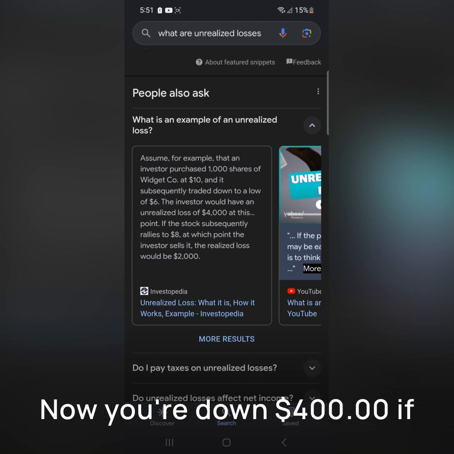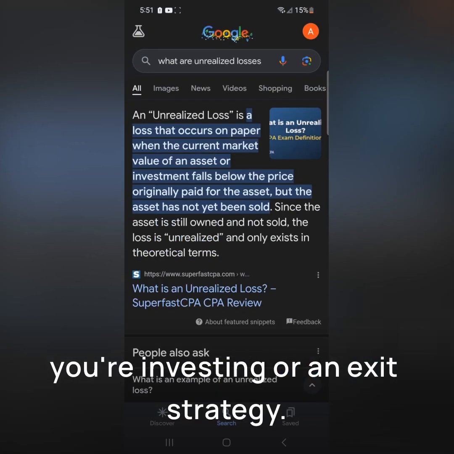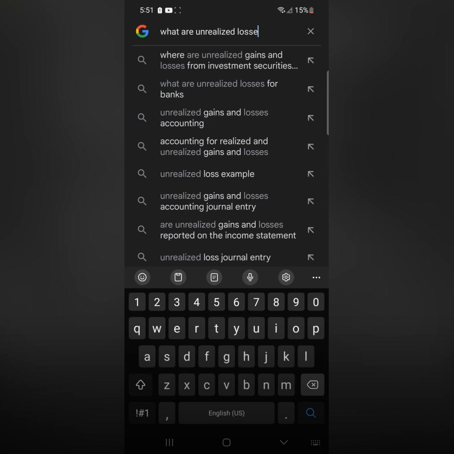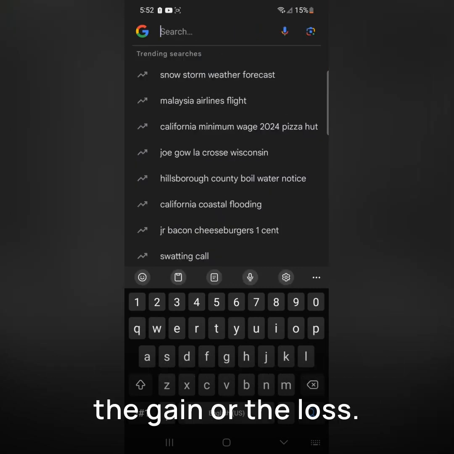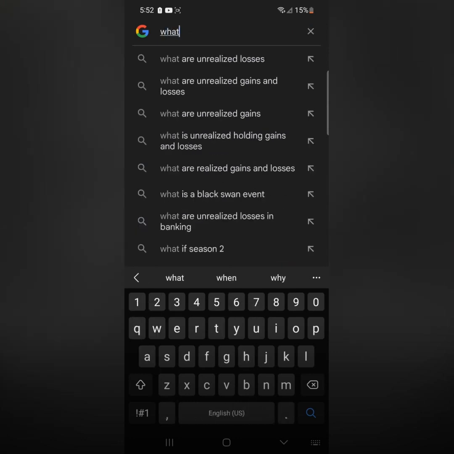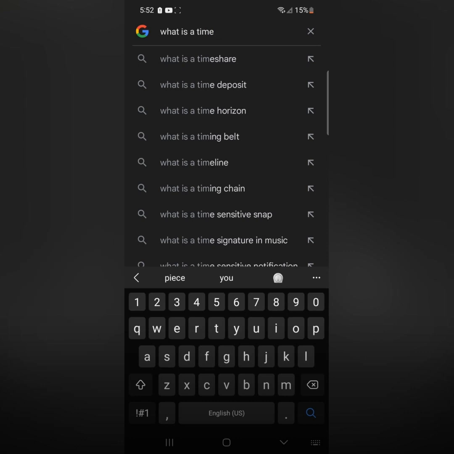Now you're down $400. If you don't sell it, which is why you need to know what a time horizon is when you're investing, or an exit strategy, you don't realize the gain or the loss. Now, what is a time horizon?